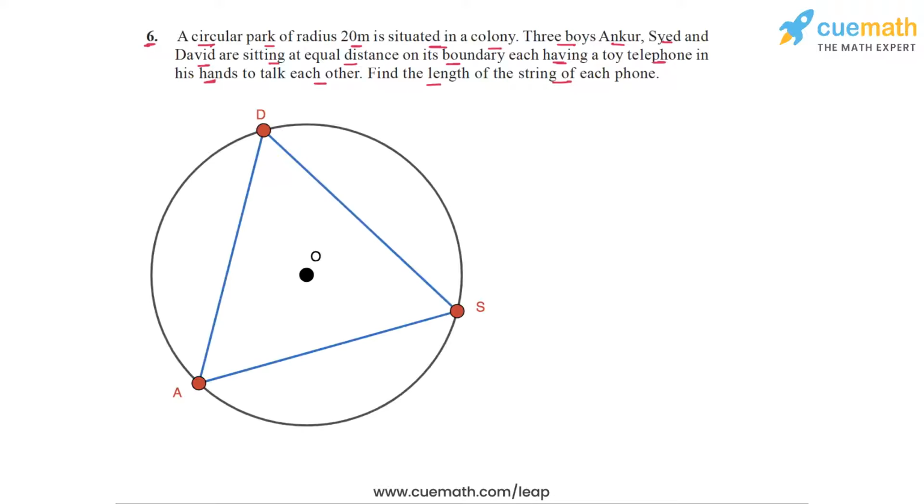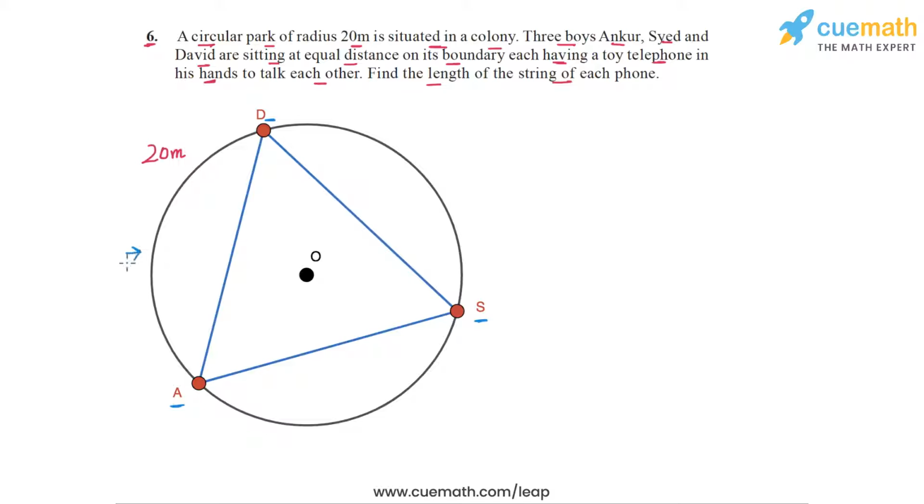So here's a figure that I've drawn for this problem. The circle here represents the circular park, and this park has a radius of 20 meters. The 3 boys' positions are this point A for Ankur, S for Syed, and D for David. They are sitting at equal distances from each other on the boundary, which means that the arc lengths between any pair of boys are the same.